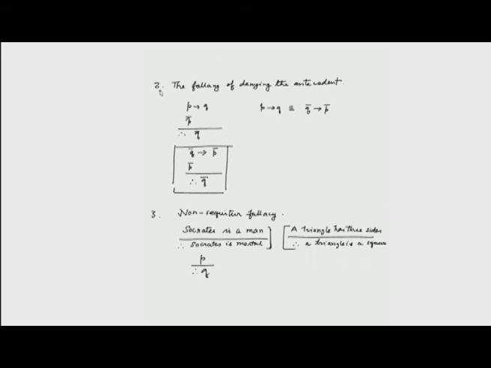So, non sequitur fallacy is of this type P, therefore, Q, where P, Q are two different propositions. With this, we come to the end of this lecture.